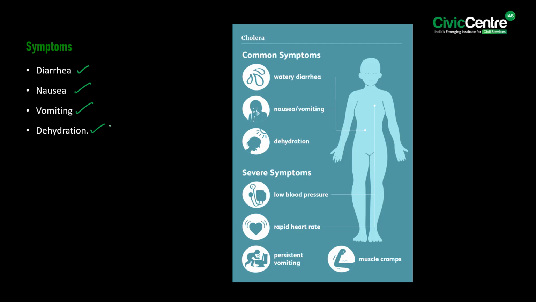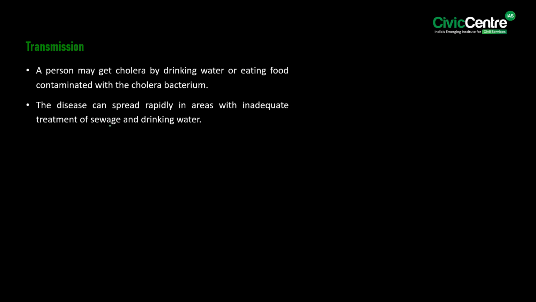Next, if we look at its transmission, notably a person may get cholera by drinking water or eating food contaminated with the cholera bacterium. So the disease can spread rapidly in areas with inadequate treatment of sewage and drinking water.